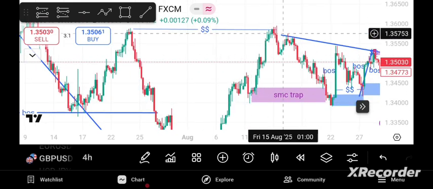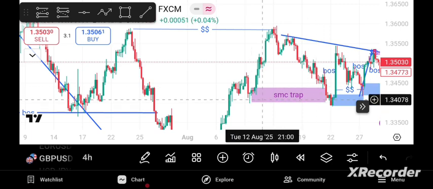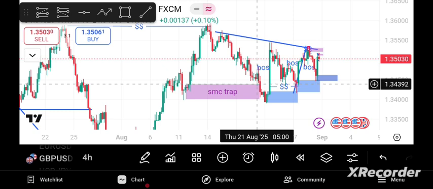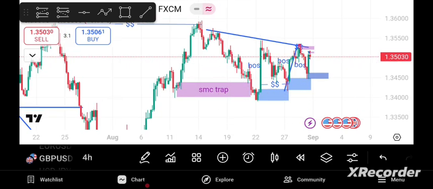We know it's weak because after we have this inducement right here, price is currently bearish. We know this demand zone is most likely going to be a smart money trap. So what do we see? We saw price came in, gave an early reaction right before we took out that demand zone. We swept this demand zone liquidity.